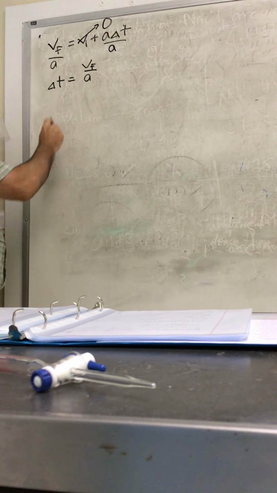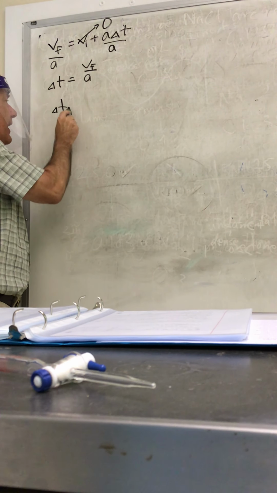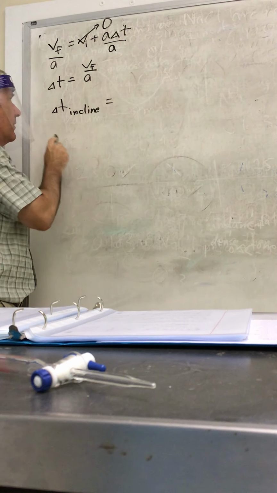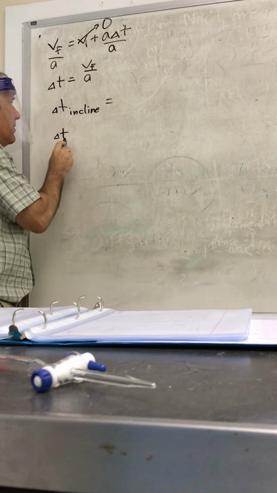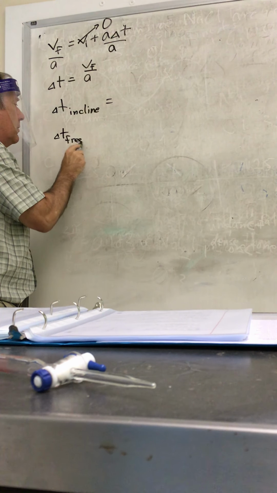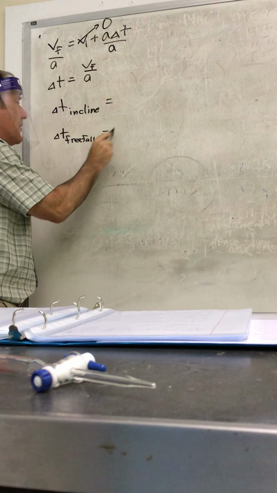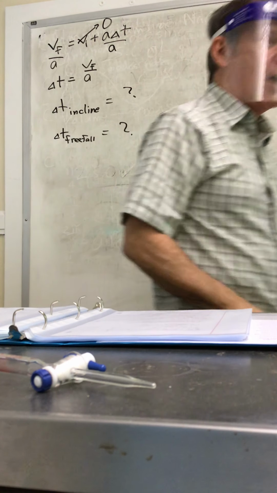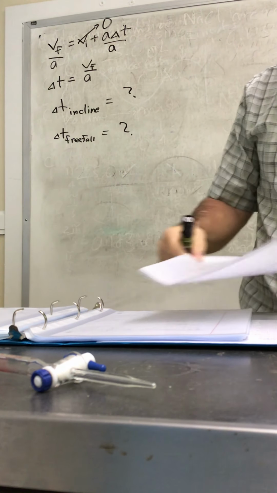And we have a delta t for the incline that's equal to something, and then we have a delta t for the free fall, and that's equal to something. Now what is that equal to? Tell you what, I'll let you work on that for a couple minutes, see what you come up with.